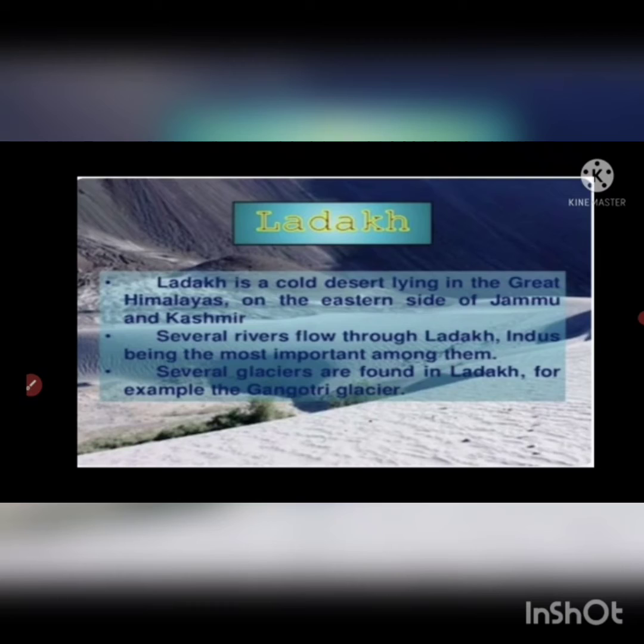Several glaciers are found in Ladakh. For example, the Gangotri Glacier. Yes, it is the most important glacier. And the glacier we are reading about which is found in Ladakh is the Gangotri Glacier.